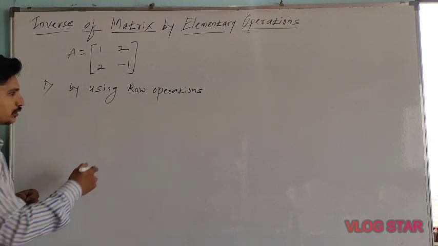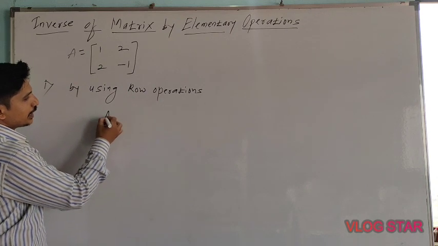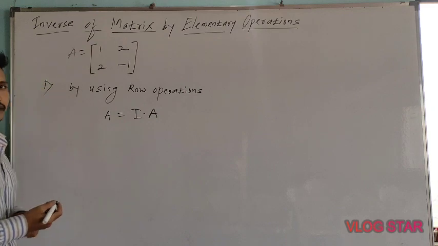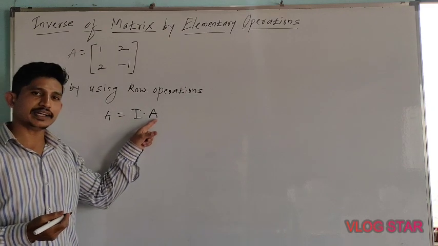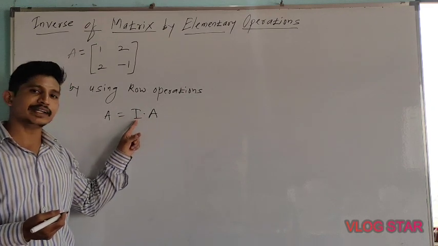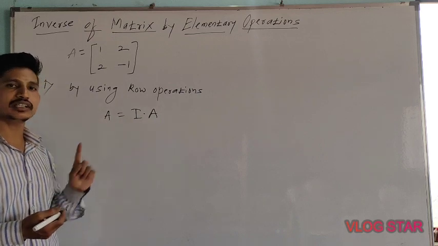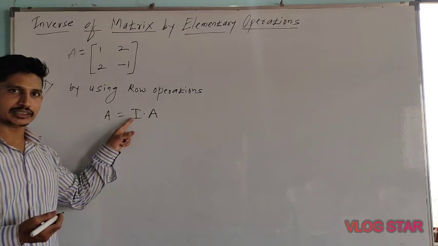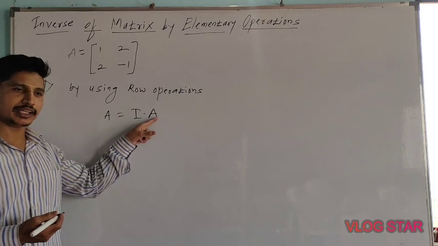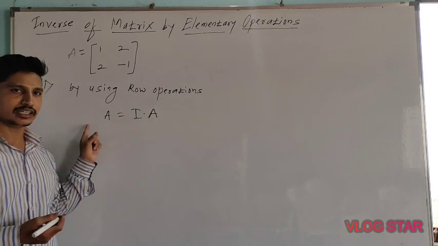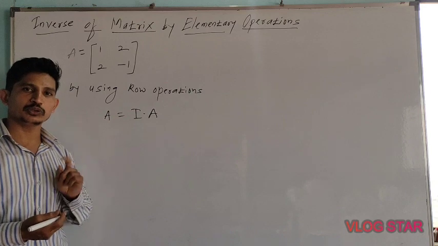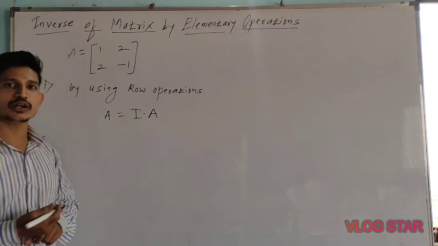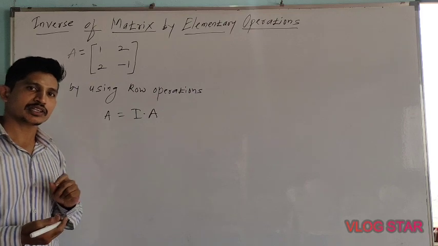We all know that A is equal to I into A. It's the equation. Means any matrix multiplied by the identity matrix is equal to the same matrix. So I is called the identity matrix. The identity matrix into A is always equal to A. So this equation I am going to use, and I will find the inverse of a matrix. So let's do it.